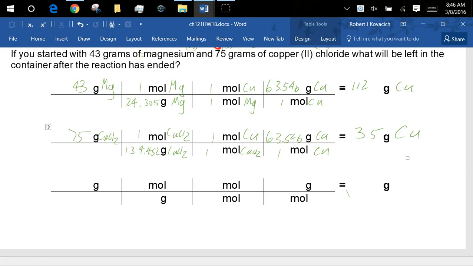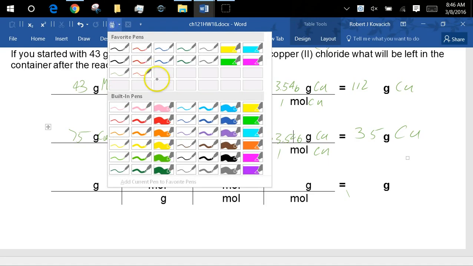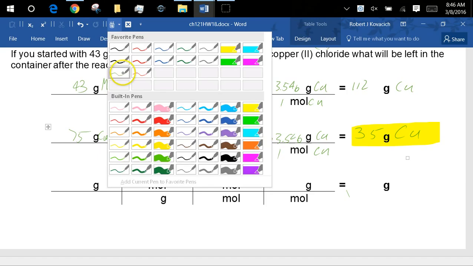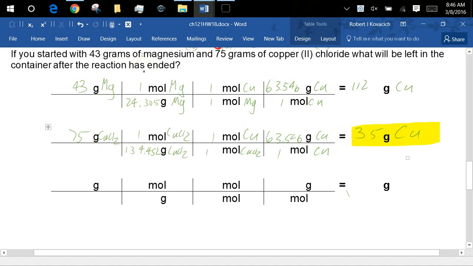Copper 2 chloride is the limiting reagent. I know I'm going to have this much copper in my container, 35 grams. I'm gonna have 0 grams of copper 2 chloride in my container when I'm done, because it gets used all up. I'm gonna have some leftover magnesium, and I'm gonna calculate how much magnesium chloride I'm gonna make.